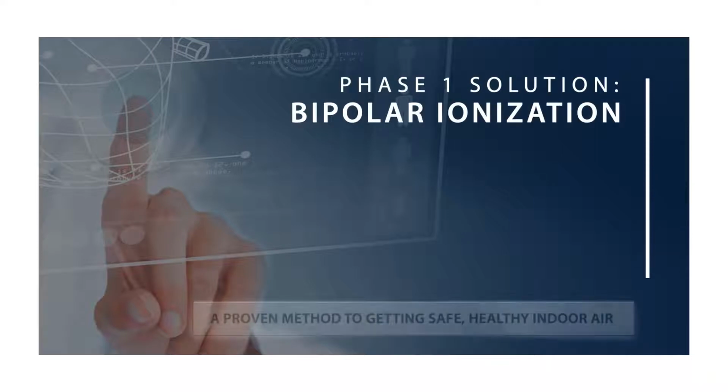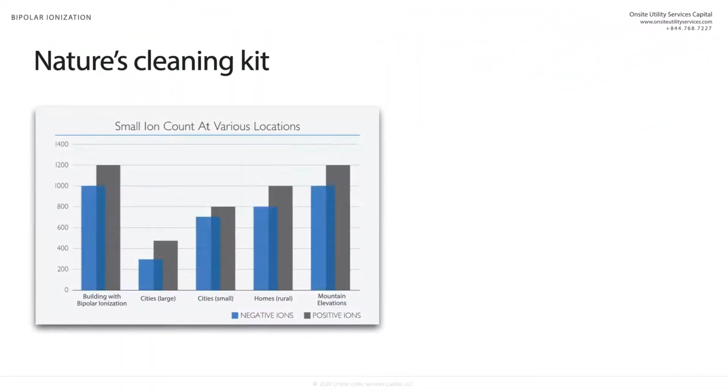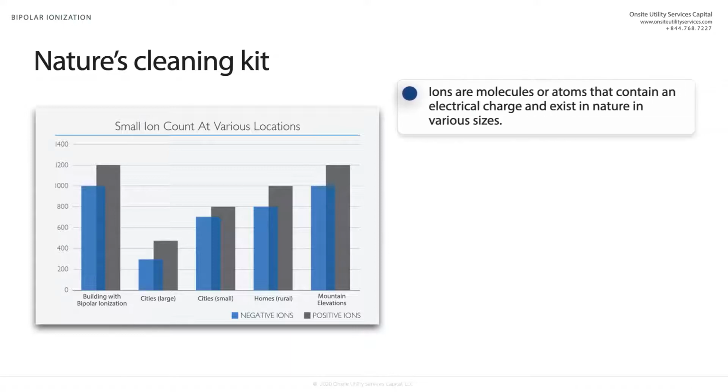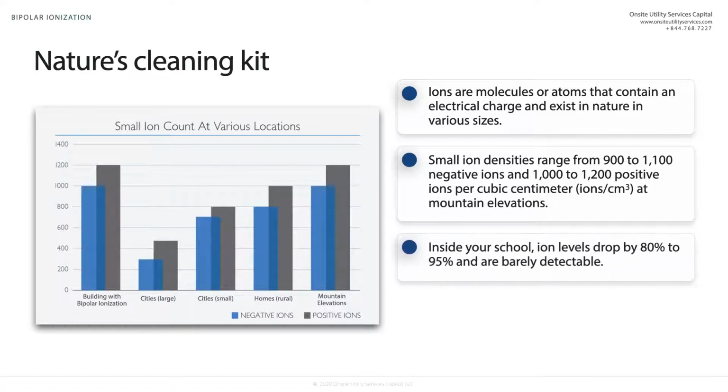And the solution to this is bipolar ionization, a proven method to getting safe and healthy indoor air. Ionization is nature's own cleansing kit for keeping Earth's air clean. Ions are molecules or atoms that contain an electrical charge and exist in nature in various sizes. Small ion densities range from 900 to 1100 negative ions and 1000 to 1200 positive ions per cubic centimeter at mountain elevations. But inside your school, ion levels drop by 80% to 95% and are barely detectable.